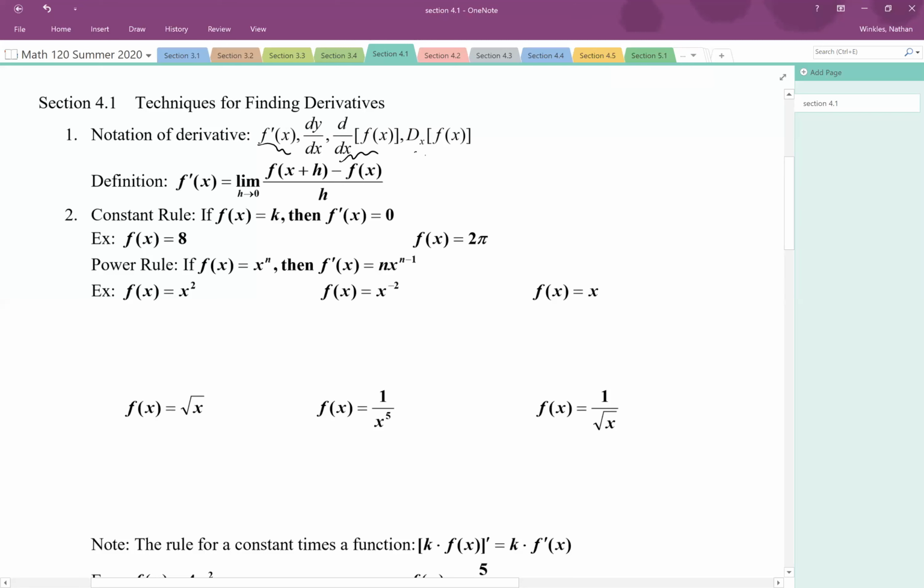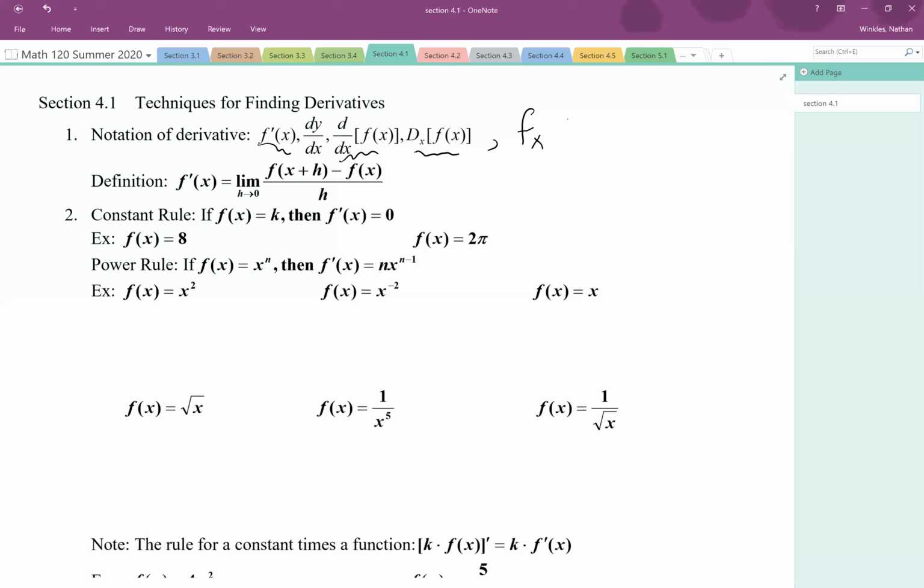The last type of notation is D sub x of f of x. That just means the derivative with respect to x of f of x. Another notation that you may see is f sub x, which just means the derivative of our function f with respect to x. We'll see a lot more notation like that later on in this semester in our videos.